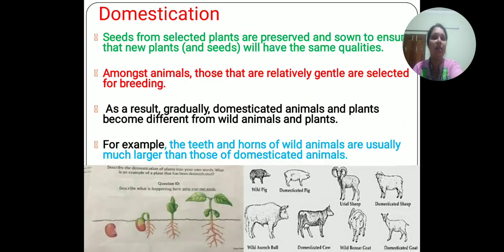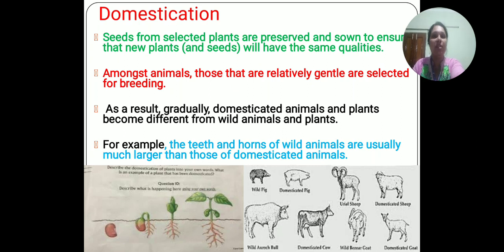Now, seeds from selected plants are preserved and sown to ensure that new plants and seeds will have the same qualities. Now they wanted those plants which they had started domesticating. They wanted the same plant to be grown again and again. So what they did, they took the seeds of those domesticated plants and sowed them in the soil, and then from that seed the same kind of domesticated plant grew, and so they started doing lots of planting and lots of domestication of the plants.